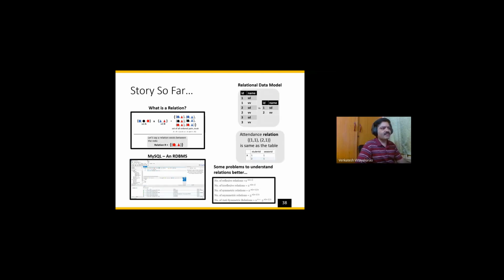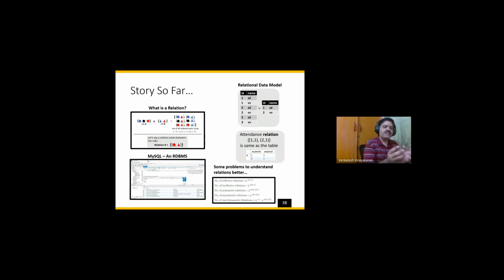Okay, once again, the summary: relations are beautiful, deep concepts. Data, interrelated data especially, can be modeled as relations, and we can build DBMS systems on top of that. Okay, just seeing interrelated data and modeling that as a relation, how does it lead us to building a DBMS system? That is the next question.